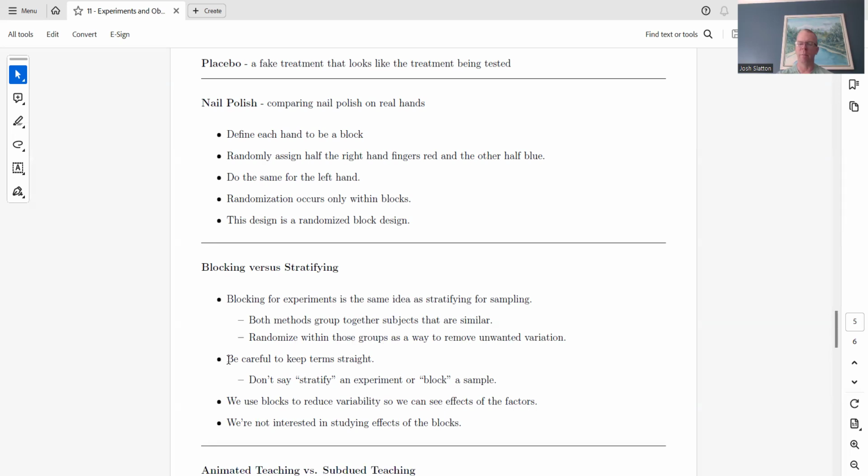This is just something to point out, not really a testing kind of thing, but we don't say stratify an experiment and we don't say block an example.